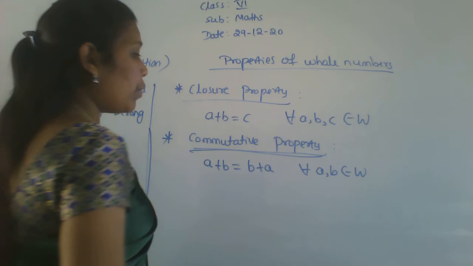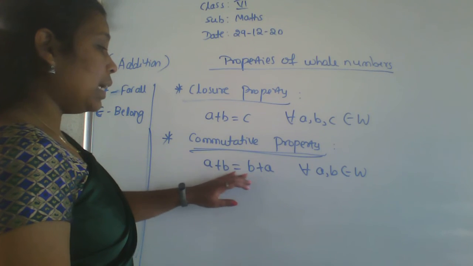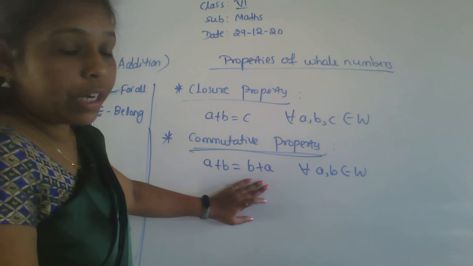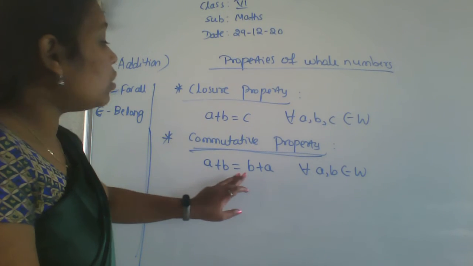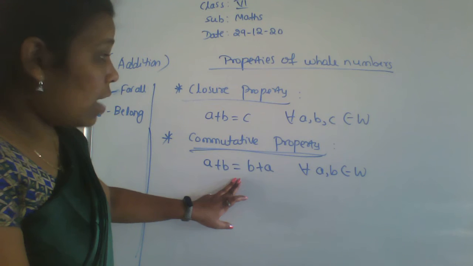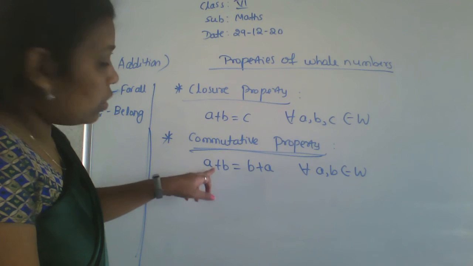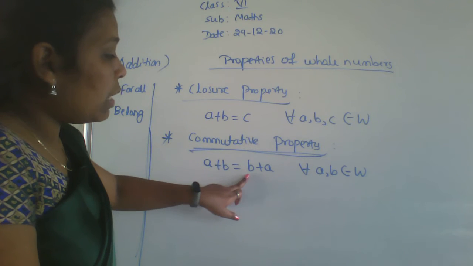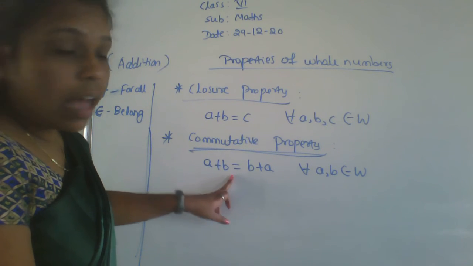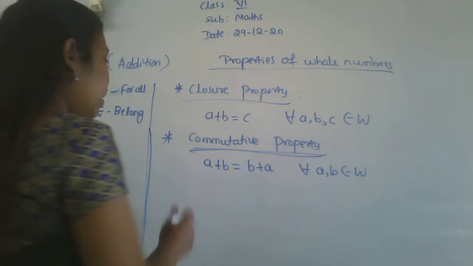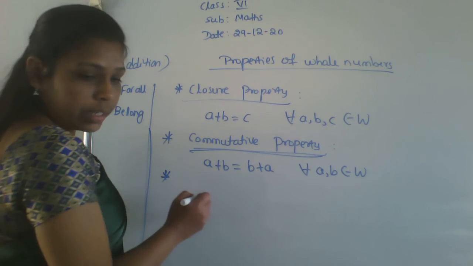What does the commutative property say? A plus B is equal to B plus A. Then the commutative property is satisfied. If both are not equal, then we can't say that the commutative property is satisfied. Whenever A plus B is equal to B plus A, then only we can say that the commutative property is satisfied here. Next one, go for the associative property again.